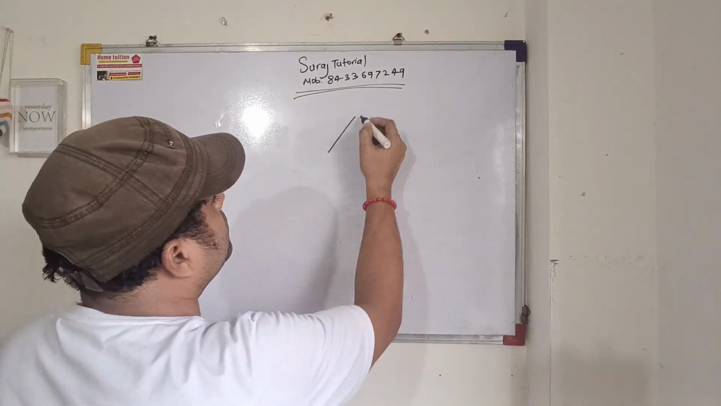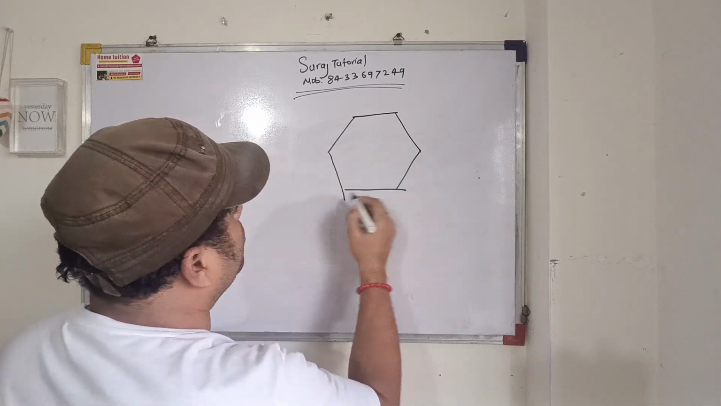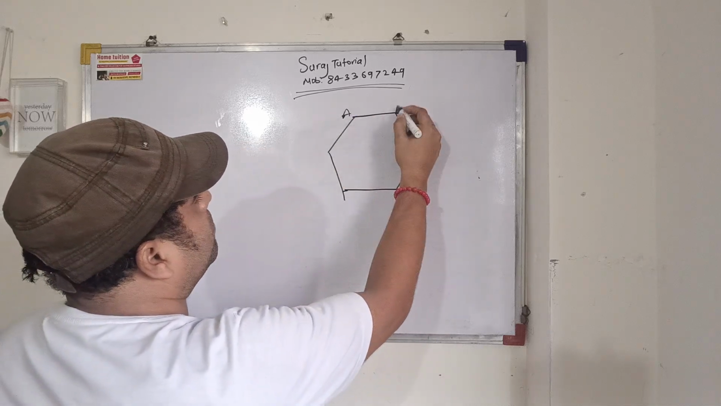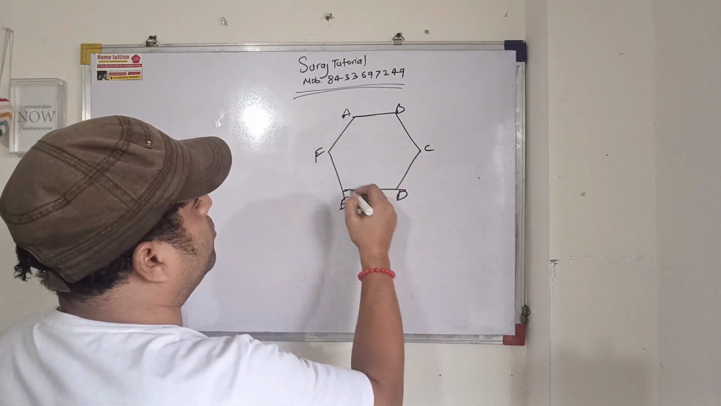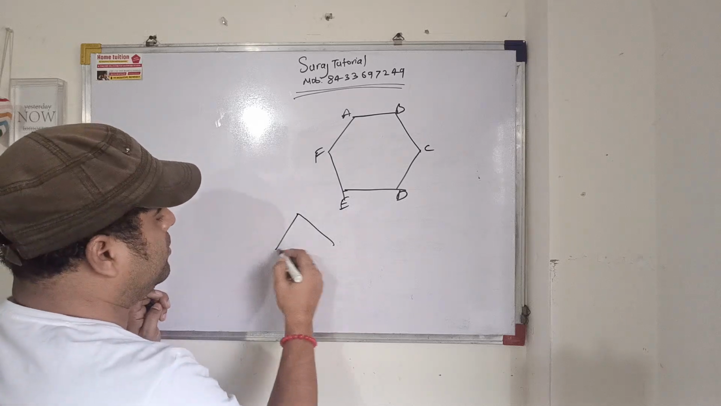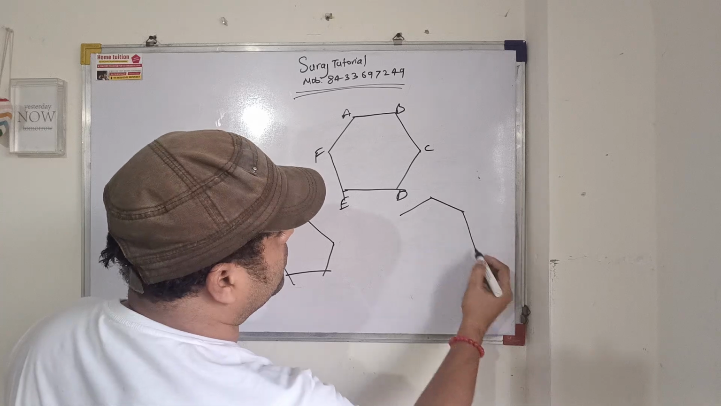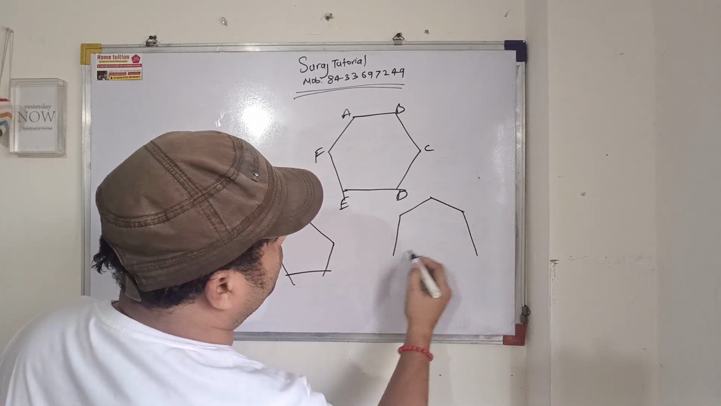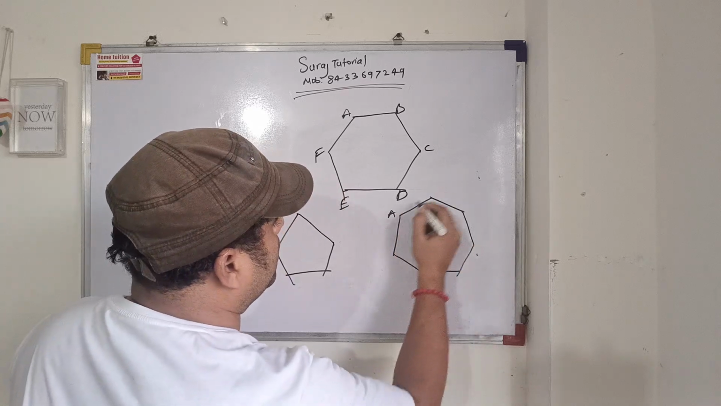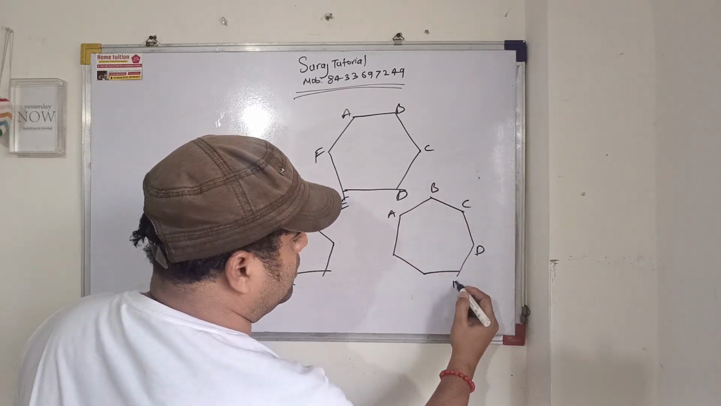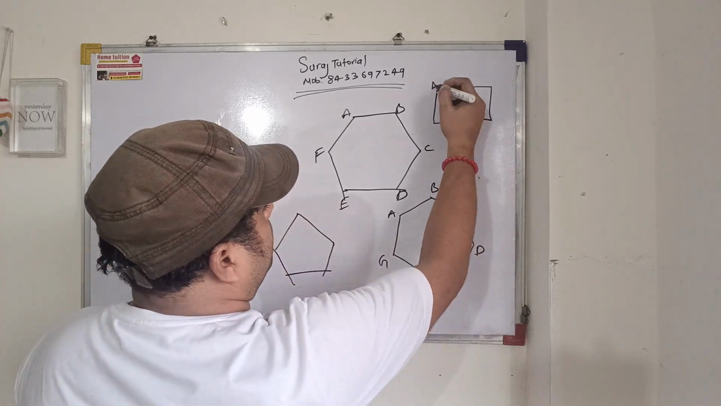Suppose this is a hexagon. Total 6 sides are there. A, B, C, D, E, F. 1, 2, 3, 4, 5, 6. And this is a pentagon. This is a heptagon. 1, 2, 3, 4, 5, 6, and 7. A, B, C, D, E, F, G. And this is a quadrilateral also, A, B, C, D.